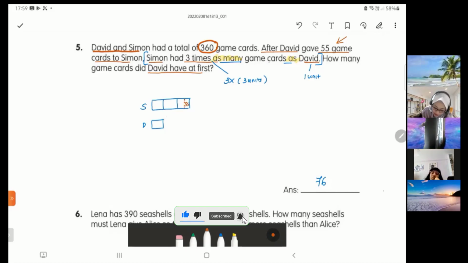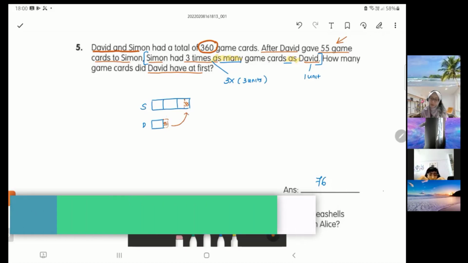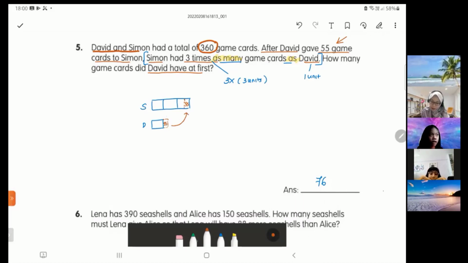So which means previously David had that 55, right? But he gave it to Simon. So when that happened, Simon then has 3 units. 1 unit, 2 units, 3 units, inclusive of the 55. David will now have just 1 unit without the 55 because it's given to Simon. Can you see? So this is just 1 unit. And they have a total of 360.